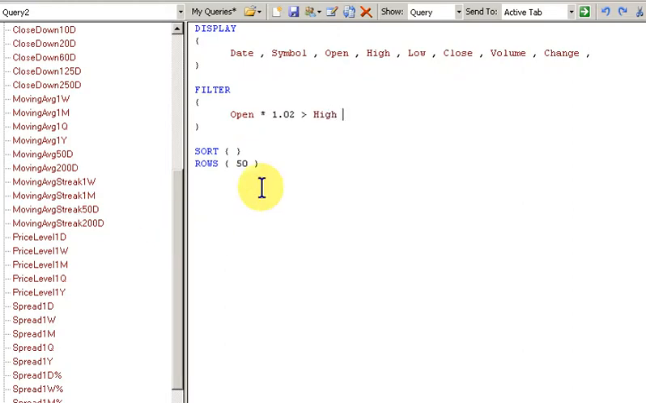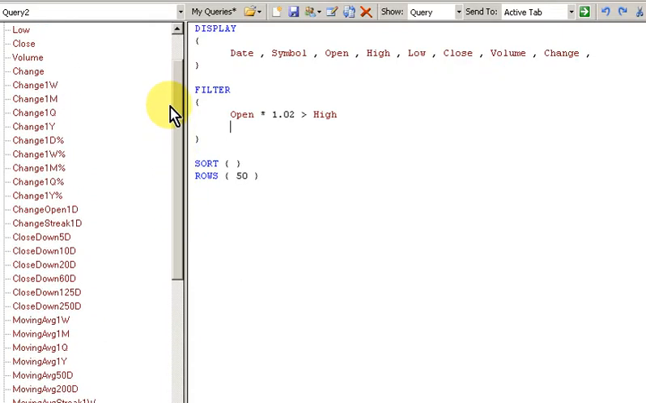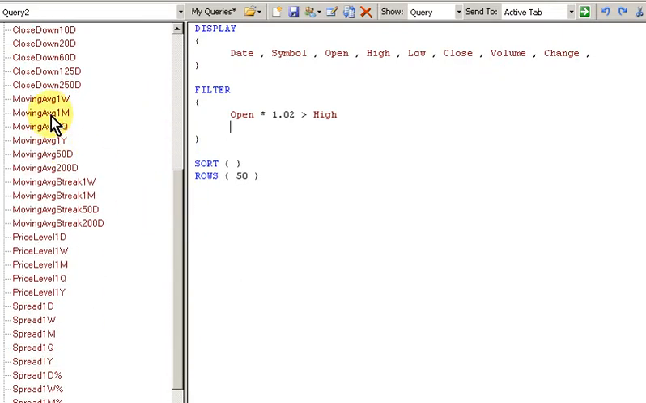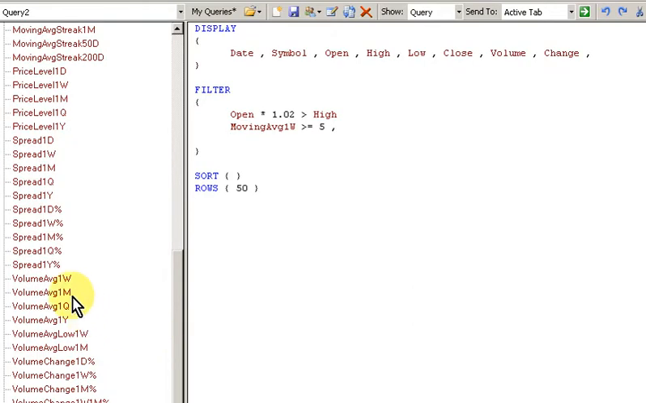And I've got to filter out some of the penny stocks. So why don't I say where the moving average for the week is greater than or equal to 5. And let's give a little volume as well, where the volume average for the month is greater than or equal to 100,000.